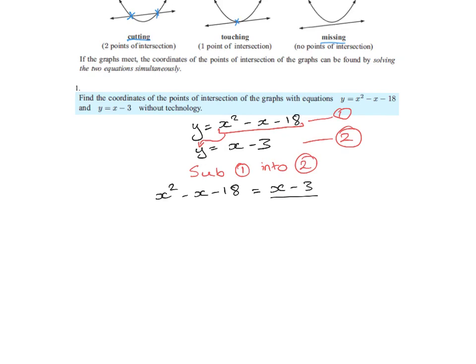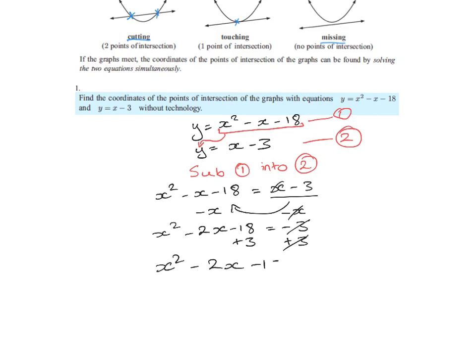Now let's move the x minus 3 onto the other side. In other words, we're minusing x from both sides, which becomes x squared minus 2x minus 18. I haven't moved the negative 3 yet, so that's still on this side. And then I'm going to plus 3 to both sides, and they cancel, and just like before, these cancelled. And I get x squared minus 2x minus 15. Be careful there. It's easy for people to think that's minus 21, but in fact it's minus 15. Okay, so now you have to solve that.